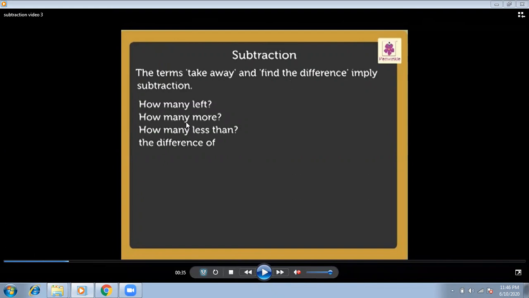So if these terms are used in the question, you are not supposed to be confused about what operation you have to apply. So just memorize these terms, so it will be easy to understand what operation you have to apply if these terms are used in the questions.